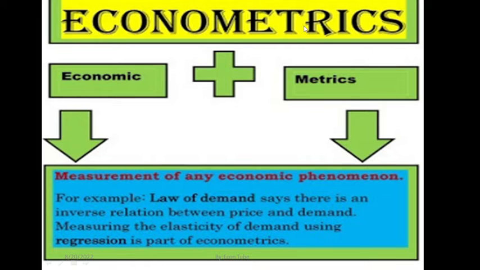So, econometrics is a summation of economic and metrics together, which means measurement, and any economic phenomena can be studied under econometrics. For example, the law of demand says that there is an inverse relationship between price and demand. In order to measure elasticity of demand, we must be using regression. So it is one part of econometrics.